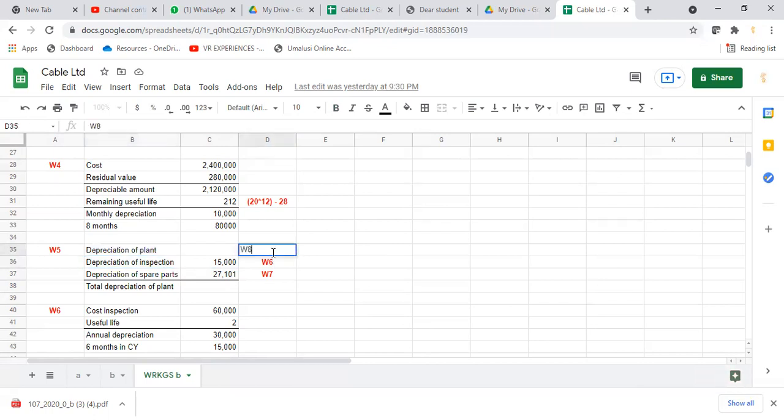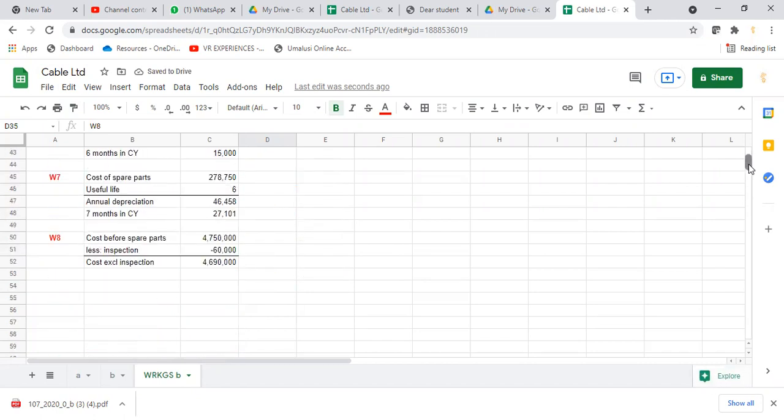Working 8. Here we have cost less the inspection. So now we have the cost of the plant excluding the inspection, and that is the cost we're going to use. Remember, for the plant, the depreciation is based on the straight line method. Therefore, it is cost less residual value, and this will give us the depreciable amount.